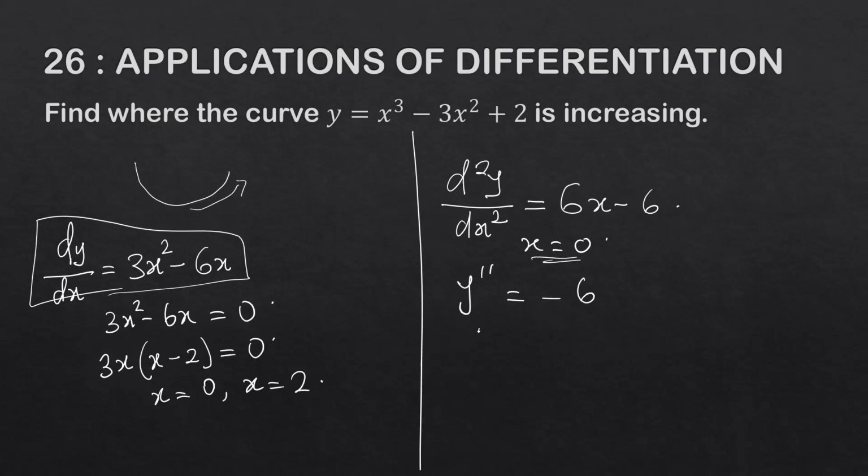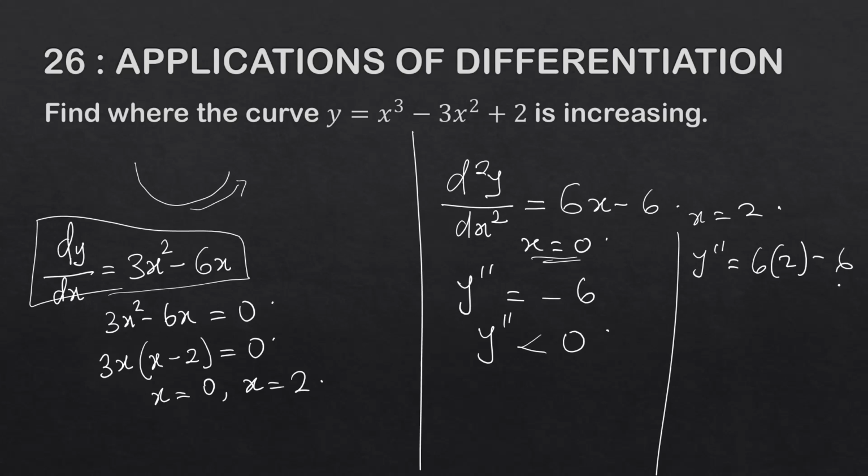That simply means this double differentiation is less than 0. Then another point at x equal to 2, we are having that the second derivative is going to be equal to 6 bracket 2 minus 6. So the second derivative is going to be 12 minus 6, which is equal to 6. That means this one is greater than 0.